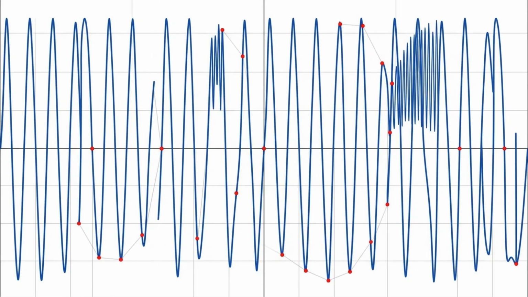What happens if a signal is sampled too slowly? Surprisingly, the result is not simply a lower quality version of the original signal. Instead, the signal can appear to change into an entirely different frequency. This phenomenon is called aliasing, and it is one of the most important concepts in digital signal processing and RF engineering.